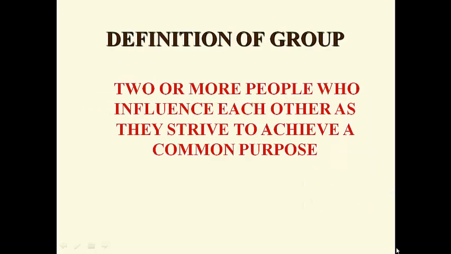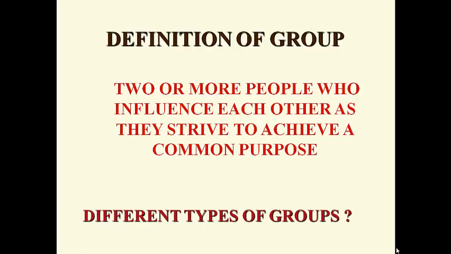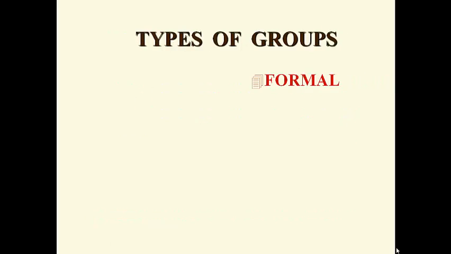Definition of a group: two or more people. They have influence on each other. It might be informal, and they're striving to achieve a common purpose. So what are some different types of groups that you can think of? Well, there's certainly formal groups. A formal group would be the groups that we have in Canvas. Notice they're not called teams, they're called groups.